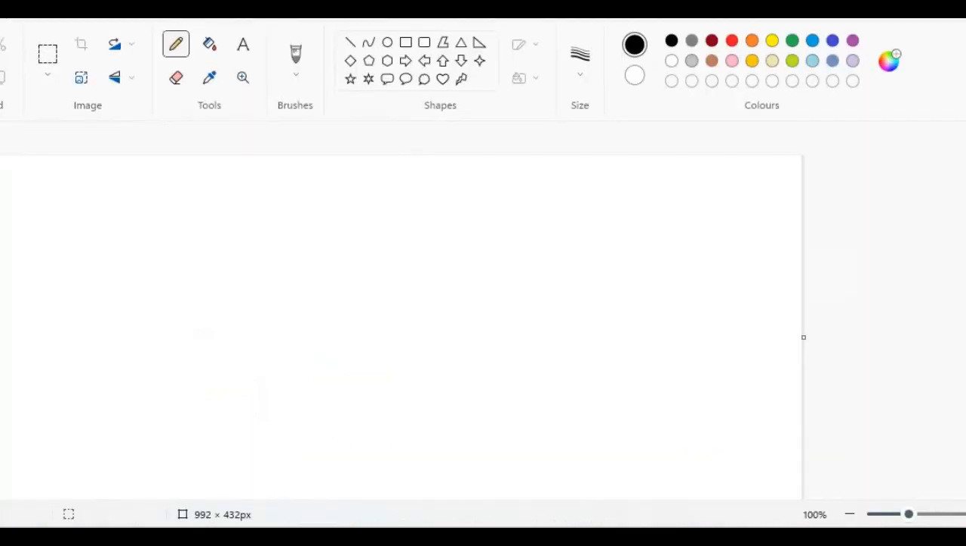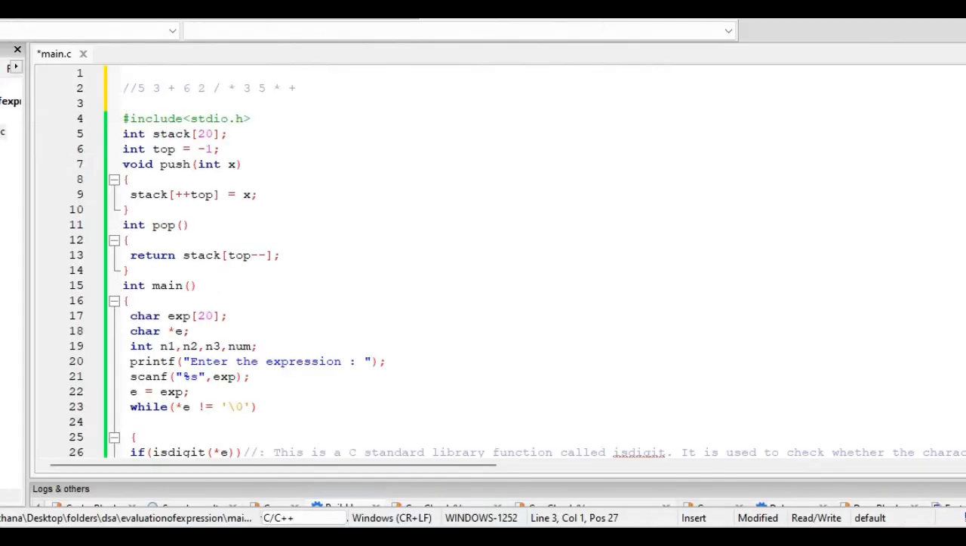Now let me explain with a diagram. Consider this a stack. This is evaluation of expressions using a stack. First we enter 5 and 3. The concept is that first we place the numerical digits inside the stack. After that, when a symbol like plus or any other operator comes, we must take the previous two numbers. If 5 and 3 are the numbers and plus comes in, we add these two numbers.